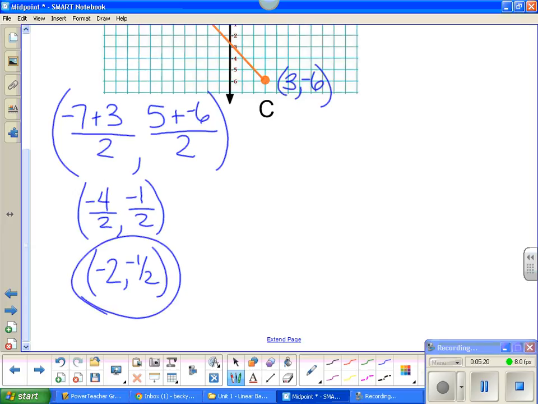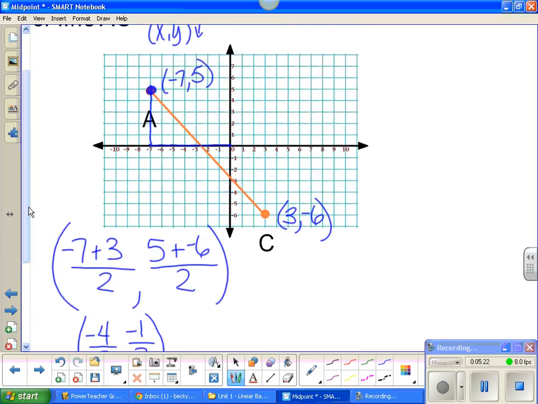Now let's check them out. Negative 2, comma, negative 1/2. So negative 2 would be this way, negative 2, and then down a half. So they're saying that right there is the midpoint. That would have been extremely difficult to just try to eyeball, and that's why you always want to use the formula to work it out exactly.